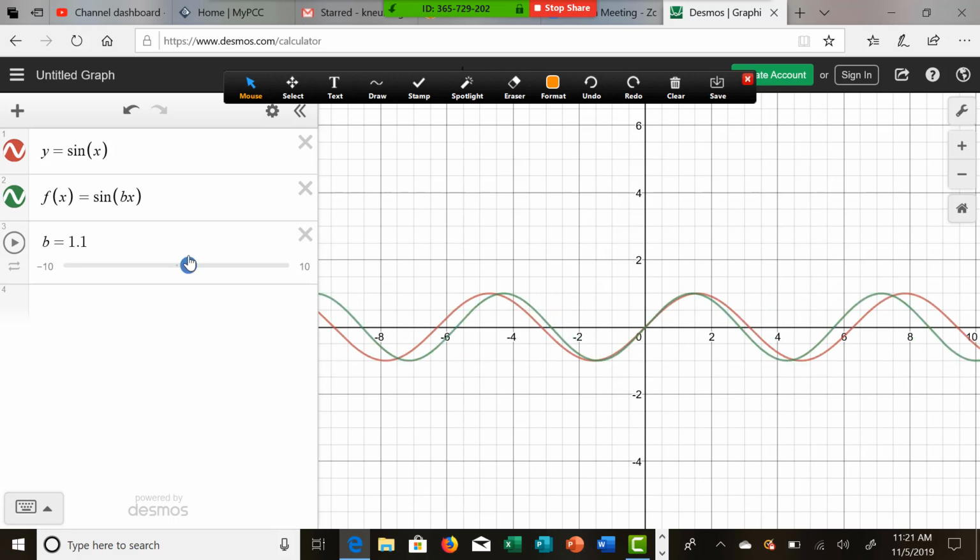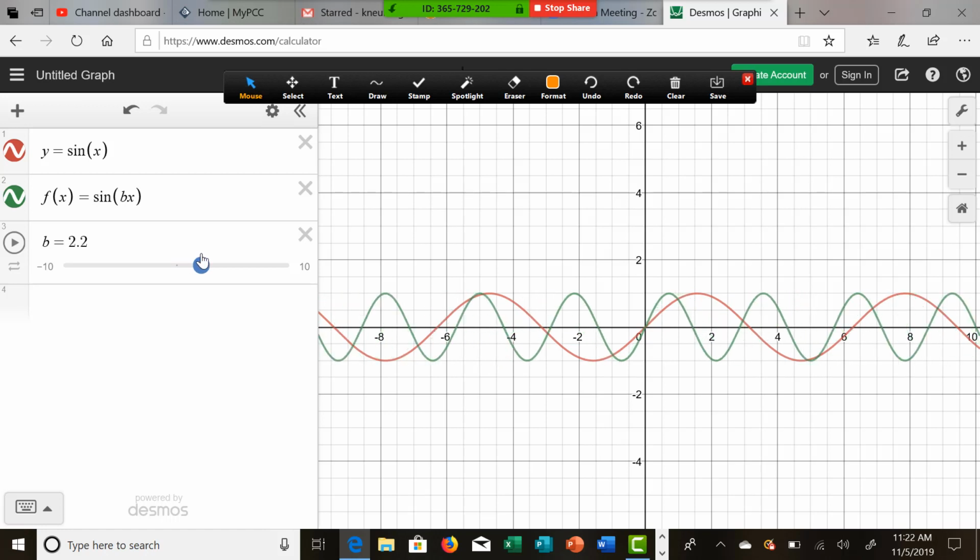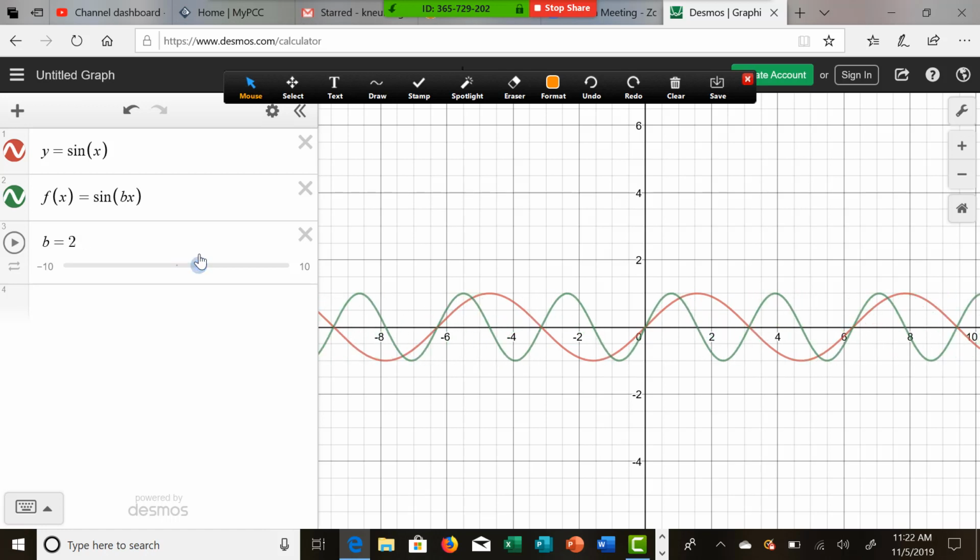And then what if I go between 0 and 1? It stretched out and it got longer. Now, let's examine kind of what happens here. Let's go to some nice number that's bigger than 1 first. How about if we stop at 2? Now, if we stop at 2, we have this wavy pattern that keeps repeating itself.